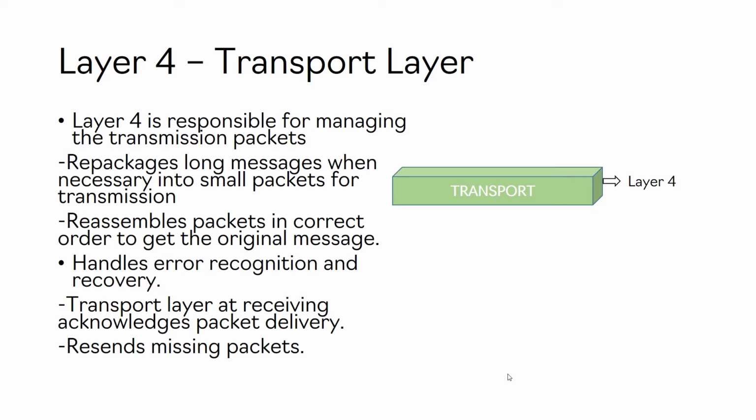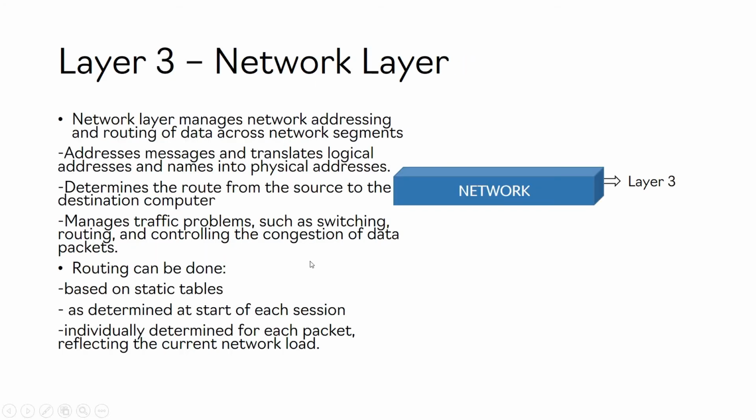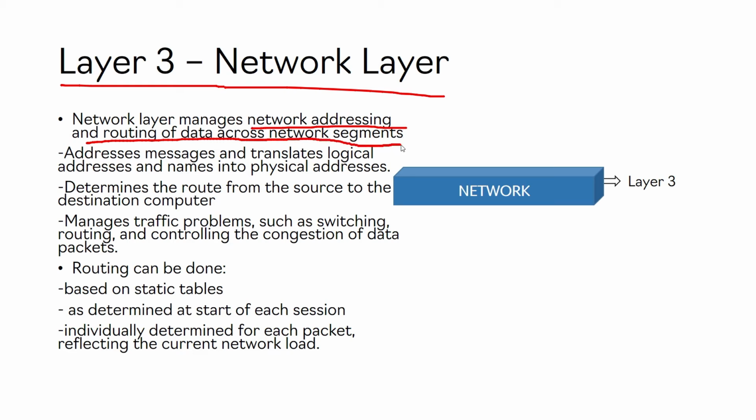So next we'll look at layer 3 of the model. Layer 3 of the OSI model is the network layer. The network layer manages network addressing and routing of data across various network segments. Let me help you understand this better now.